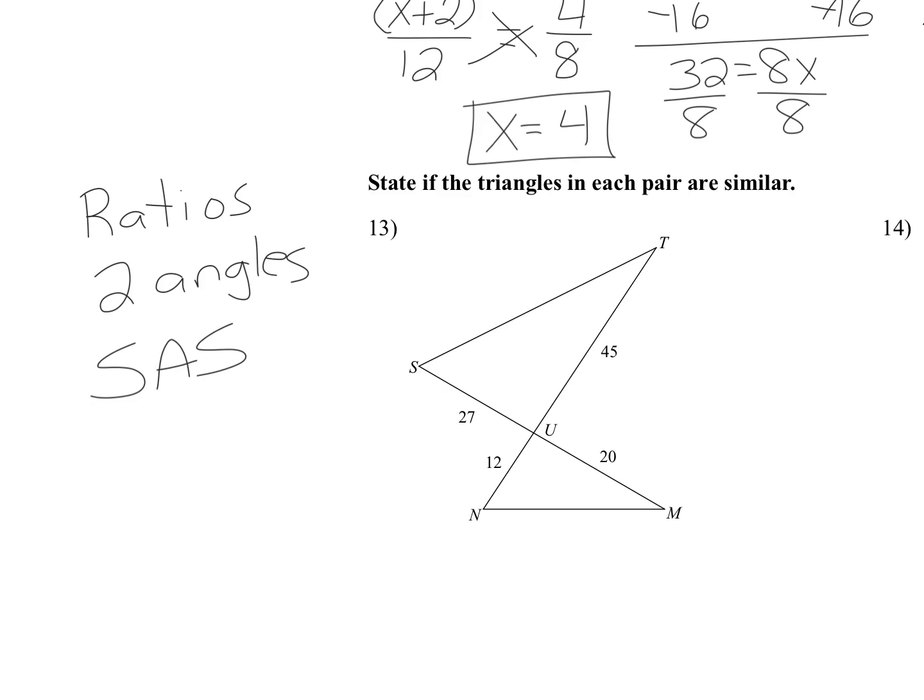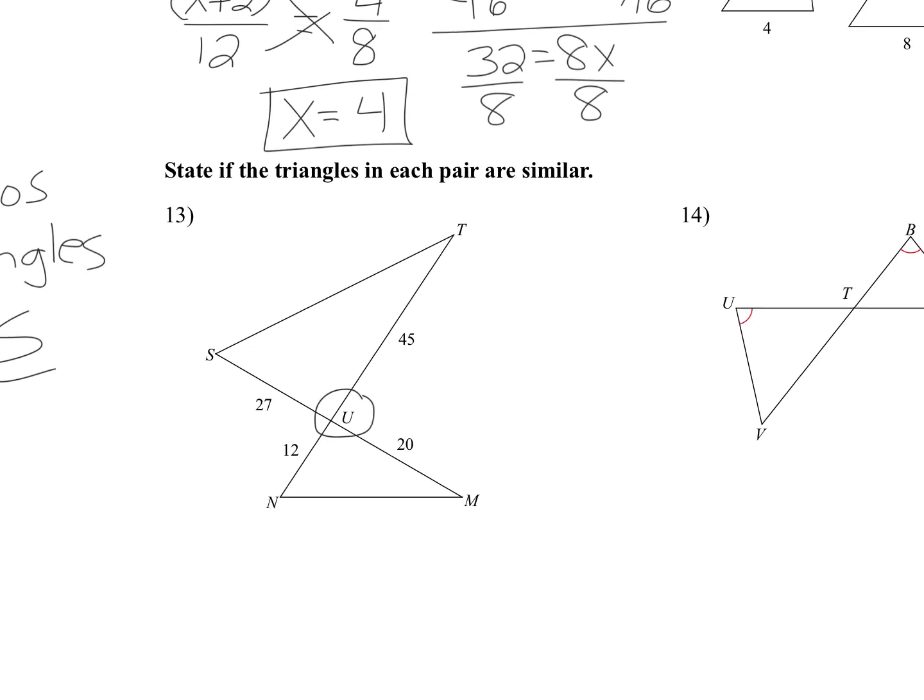So looking at 13, always check for an angle first. Do we have angles to work with? Yeah, that shared one, right? Do we have another angle? No. What do we have, though? Sides. So we need to check for side, angle, side, right? How do we check for sides? What do we do? Ratio.